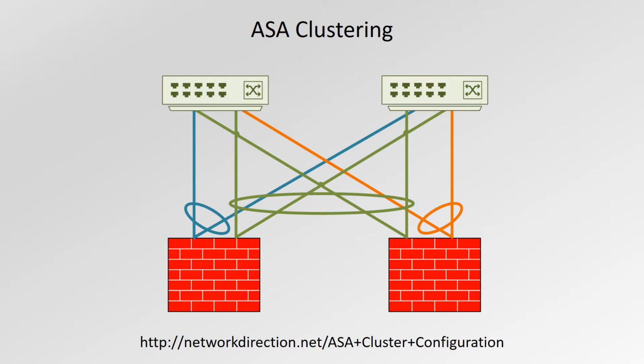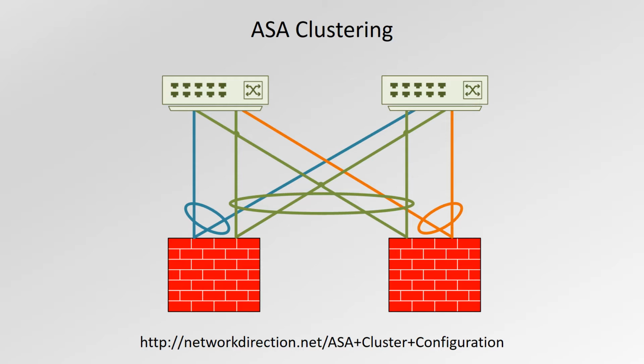To make this possible, they use spanned-etherchannel on the ASA side. The Nexus side uses vPC. We're not going to look at how to set up vPC on the Nexus switches in this video. If that's something you'd like to see first, check out my other video on vPC configuration.